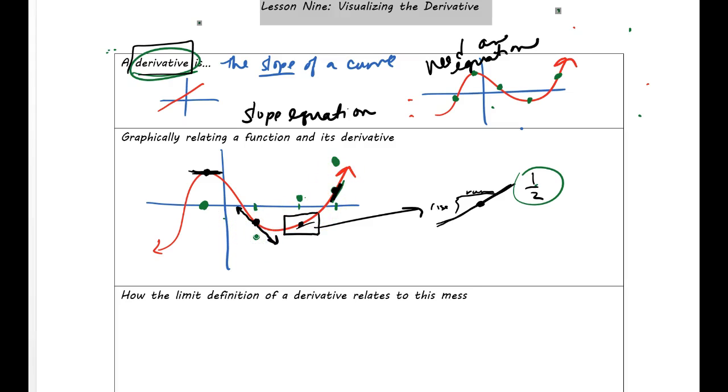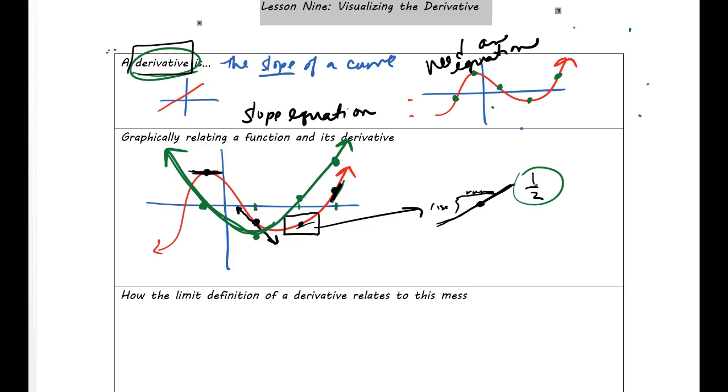There we go. So my gut tells me if I were to keep doing this over and over and over, then our slope equation might look something like a parabola. Might look close to a parabola. So what you're going to learn through calculus is that it is in fact supposed to be a parabola, and it's kind of a cool thing.